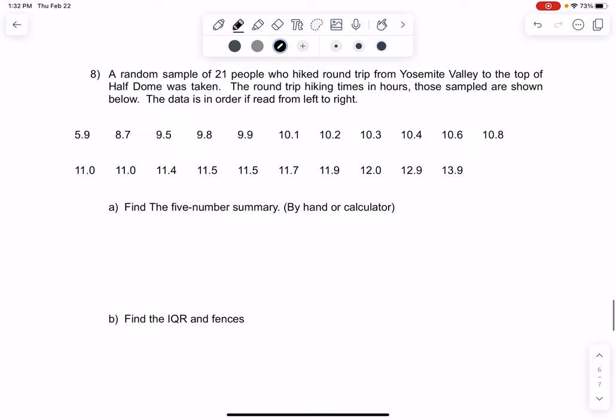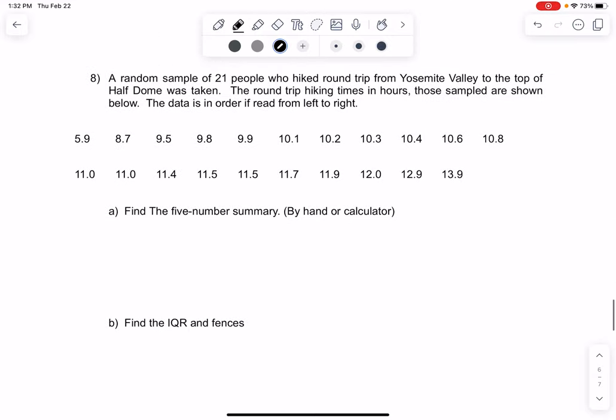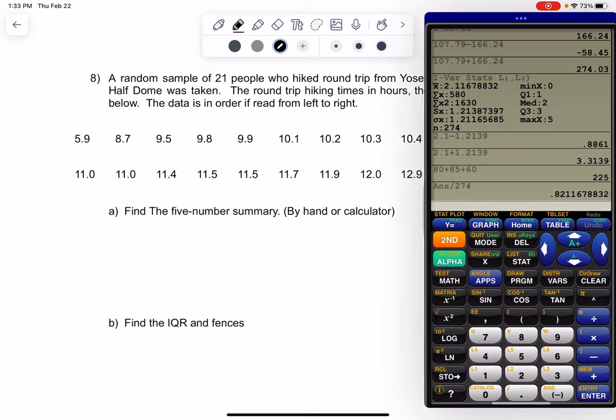All right, I'll just do two more with you, and that'll be it. So we're gonna need the calculator for the last two as well. We're gonna look at 21 people who hiked to the top of Half Dome, and we wanna find the five number summary and make a box plot. So we could do it by hand, but we have the calculator, so why not?